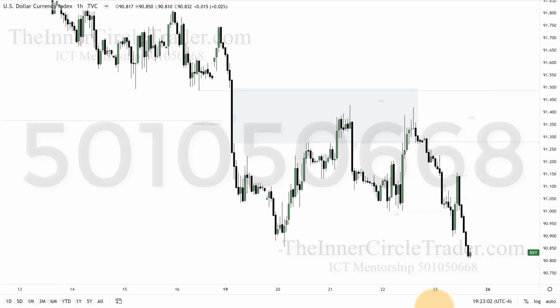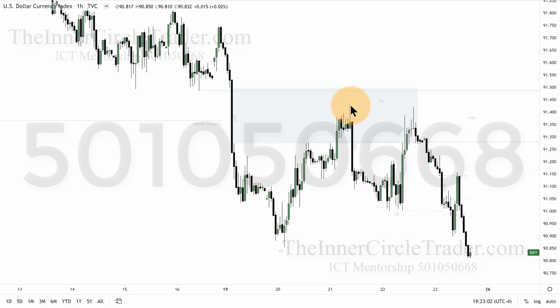Dropping into the hourly chart for the dollar index. Here's an hourly sell side imbalance, buy side inefficiency. And again, this is that old low on the daily chart where sell side liquidity resided. The market trades down, creates a low here, retraces back up into consequent encroachment, sells off, creates another smaller sell side imbalance, buy side inefficiency. Market trades back up into that, fails to take out this high.